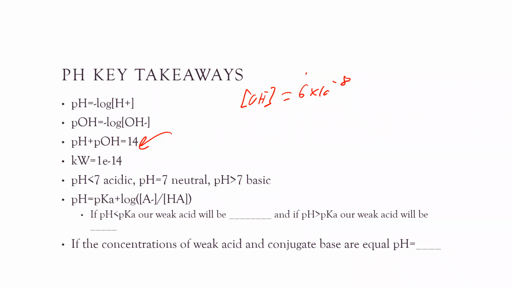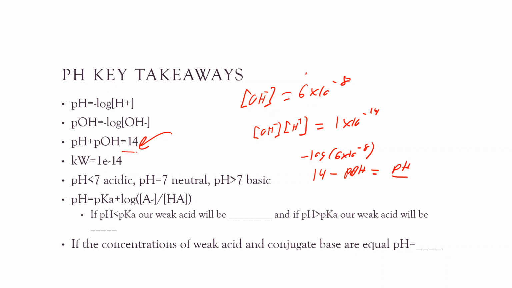There's a way to do it where you know the concentration of OH times the concentration of H is 1 times 10 to the minus 14, right? That's a lot of math for me. I don't like to do it that way. So I just take the negative log of this, and that's going to give me my pOH. Then if I take 14 minus that, it'll give me my pH. So it's useful to know that these two add up to 14. Any questions about that?